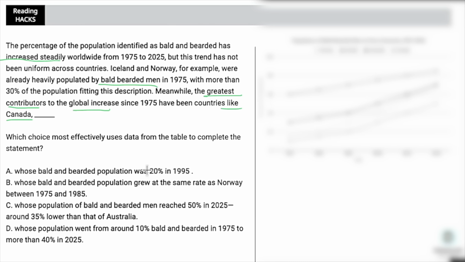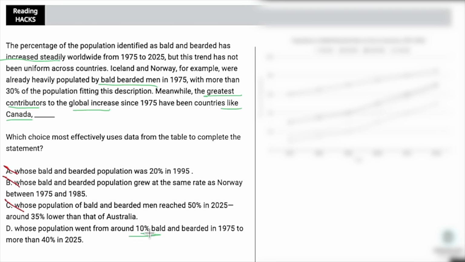Choice A tells us the percentage during a single year. That doesn't show an increase. Choice B tells us that it grows at the same rate as another place. That's not showing an increase. That's comparing to another place. Choice C tells us that it's lower than some other place. That doesn't work. Choice D, hopefully it's going to be our right answer.